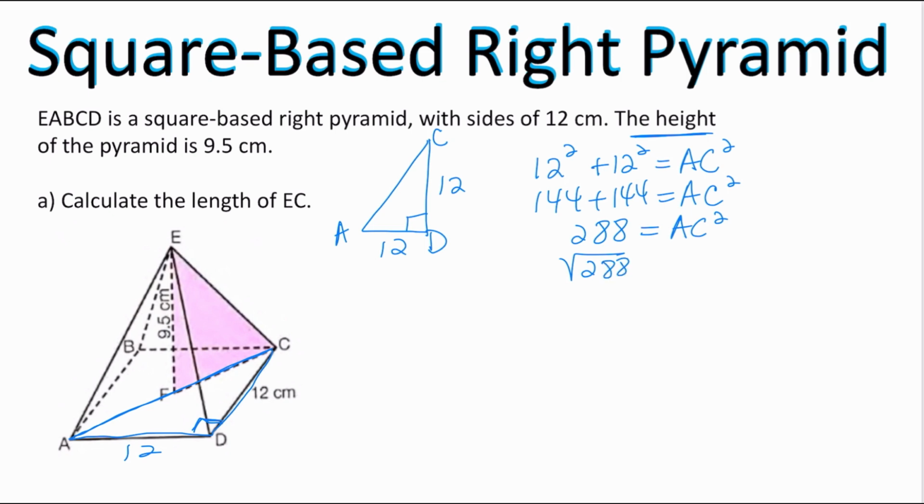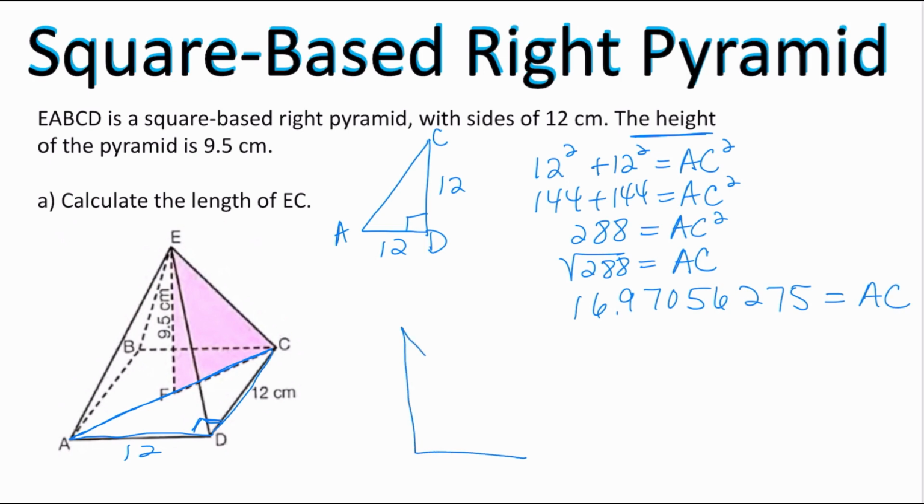Take the square root of both sides. That will cancel out the square with the AC. Take your calculator, find the square root of 288, which is approximately 16.97056275. So this is going to be AC. So now if I go to the other right triangle that I need so that I can solve for EC, this is going to be EFC. Notice that I don't need the entire length of AC. I just need from F to C.